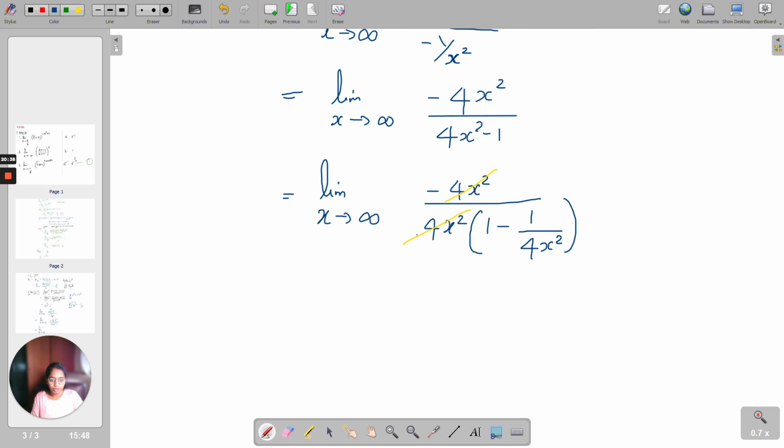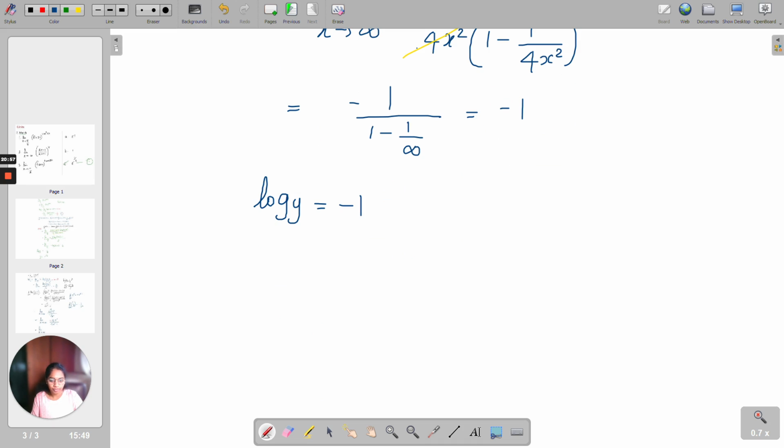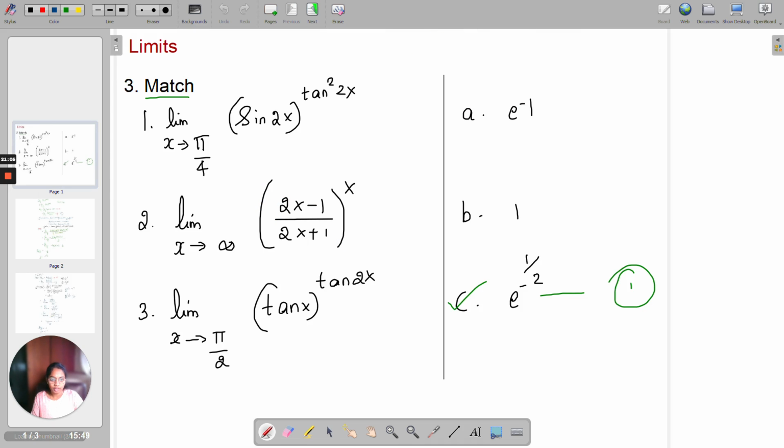Now, if I apply the limits, what would I get? So I would get minus 1 divided by 1 minus 1 divided by infinity, right? That is minus 1. So we have log y is equal to minus 1. Now what is y equal to? On taking anti-log, we would get y is equal to e to the power minus 1. That is our option A, right? So obviously the third one must be option B. Yes. So let us solve this third one in the next class.